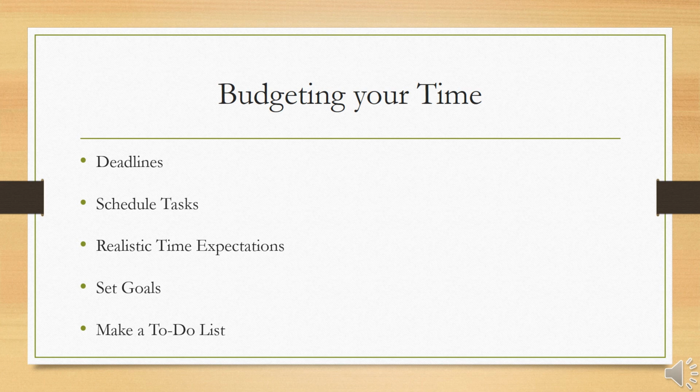Realistic time expectations. Make an educated guess on how long a task will realistically take to make it complete and accurate. Set goals. What do you want to accomplish, both short-term and long-term? What steps can you take to get there? When you know what you want to accomplish, you can prioritize your time and resources to accomplish your goals.